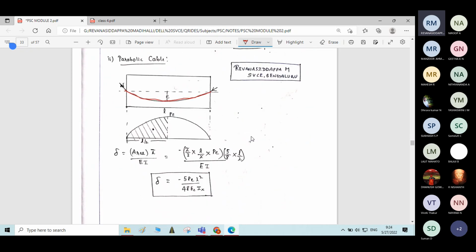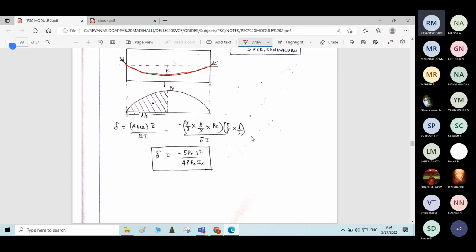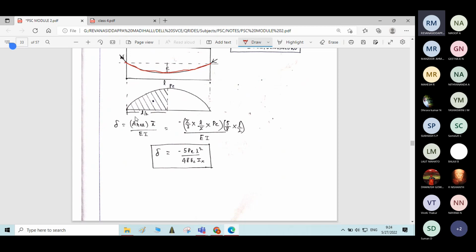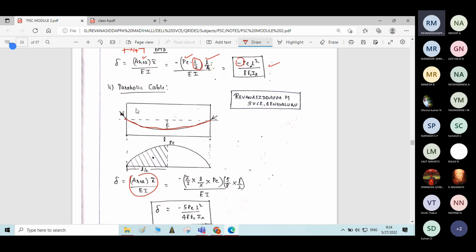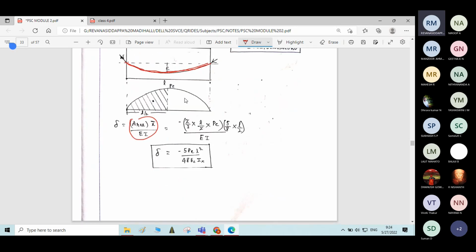Next, we'll see how to find deflection for a parabolic cable carrying pre-stressing force of magnitude P. Same, I have used this generalized formula, area into x bar divided by EI. As the cable profile is parabolic, the bending moment diagram will also vary parabolically.